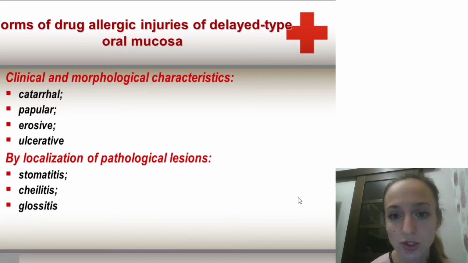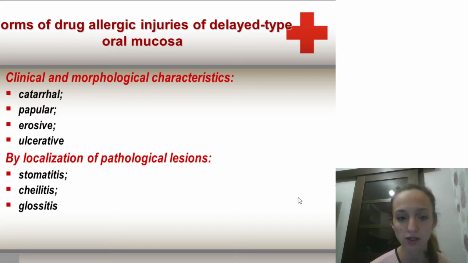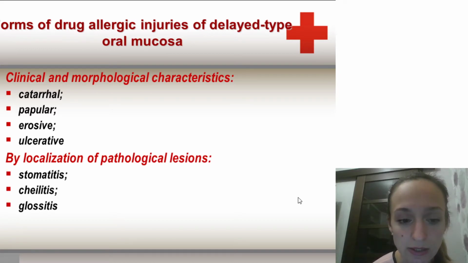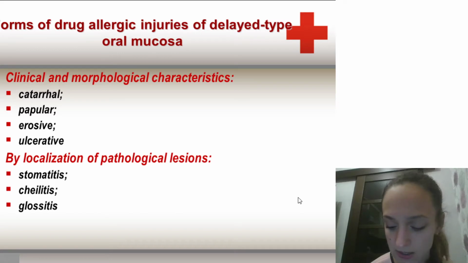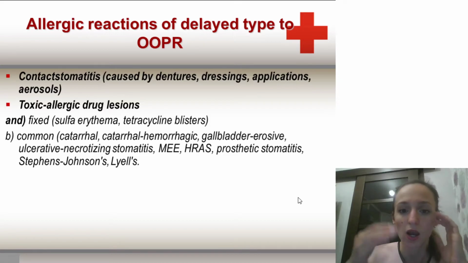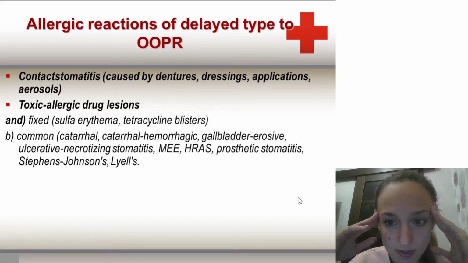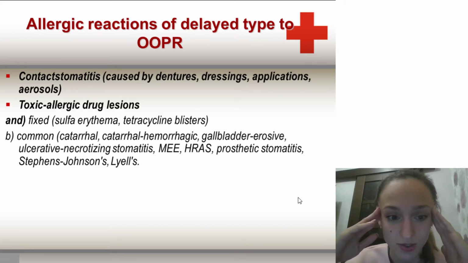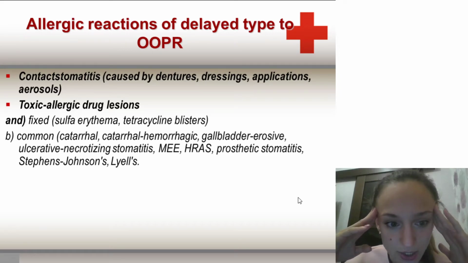Forms of drug allergic injuries of delayed type of the oral mucosa. Clinical and morphological characteristics: catarrhal, papular, erosive, and ulcerative. By localization of pathological lesions: stomatitis, cheilitis, and glossitis. Allergic reaction of delayed type: contact stomatitis caused by dentures, dressings, applications and aerosols. Toxic allergic drug lesions.